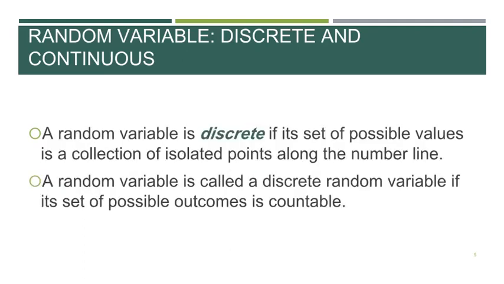A random variable is discrete if its set of possible values is a collection of isolated points along the number line. A random variable is called a discrete random variable if its set of possible outcomes is countable. For example, the number of students entering the library on a specified time. If our random variable is the number of students, then this is an example of a discrete variable.